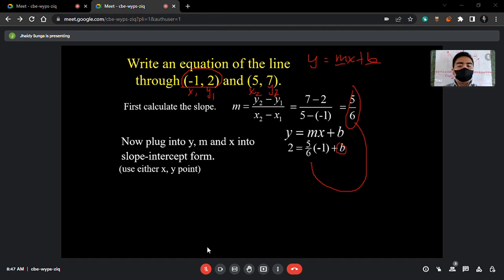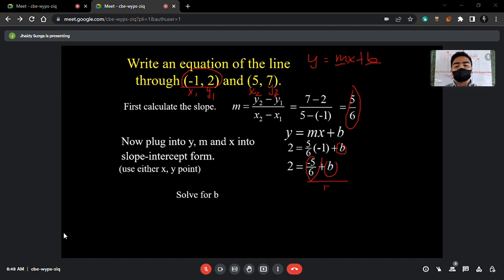Now what we are going to do is find the value of b, or solve for b. So when we solve for b, your positive 5 over 6 will become negative 5 over 6. In that case, we are going to find only b. Are we going to divide that one by 5 over 6?